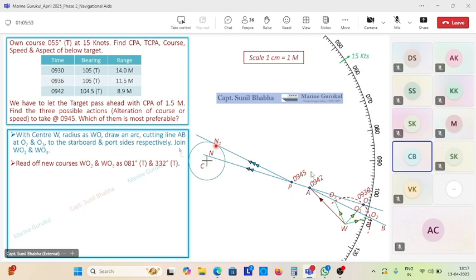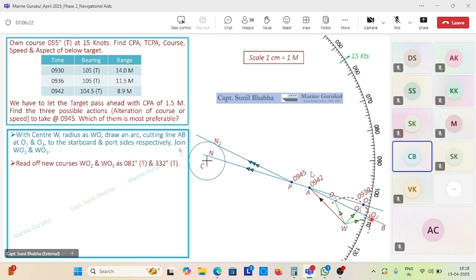Now, if you look closely, the vessel was initially moving on a course of WO. To move on a course of WO2, the vessel will have to make an alteration to starboard. So if we make an alteration to starboard equal to angle OWO2, then after this alteration of course, we will be able to achieve a CPA of 1.5 nautical miles.